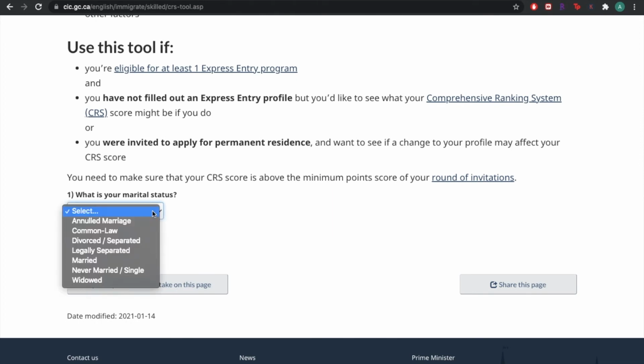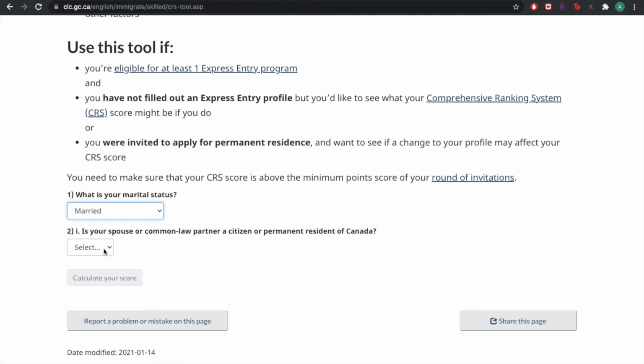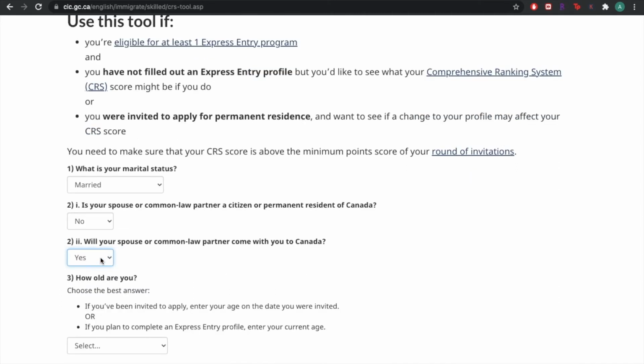So as their marital status, we're going to choose married. Is your spouse or common law partner a citizen or permanent resident of Canada? The answer would be no. Will your spouse or common law partner come with you to Canada? And the answer for that will be yes.